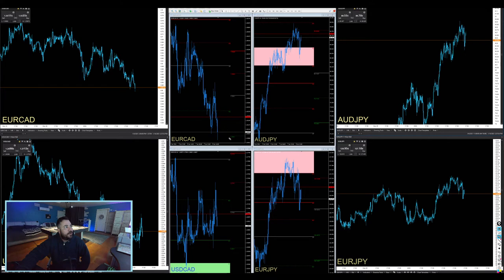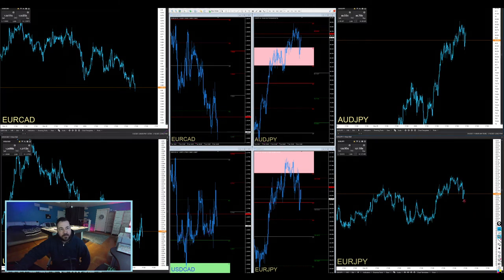So we are going to be opening up near the M2 for the Euro CAD. We're going to be opening up near the M3 for the Australian yen, and I'm not trading the USD CAD, and the Euro yen looks like it's really close to the central pivot. This is the price central pivot. Of course, we can have gaps, so I'm going to be fully aware of that. So looks like the Australian yen is going to be pretty close to my entry, and then Euro CAD, so a couple of them to watch out for right away.